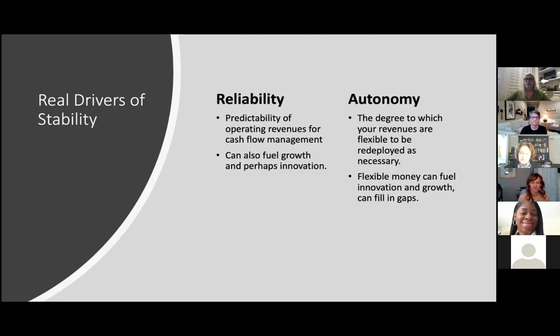So we're going to put a pin in that because we're going to talk a little bit more about it. The second area is autonomy. What do I mean by autonomy? Well, it's the degree to which your revenues are flexible to be redeployed as necessary.